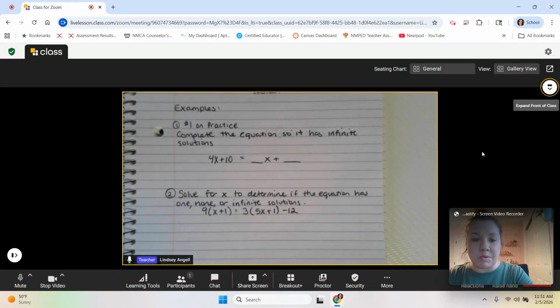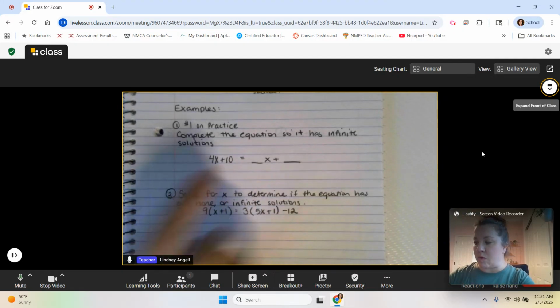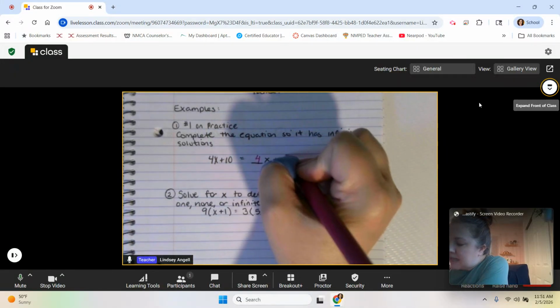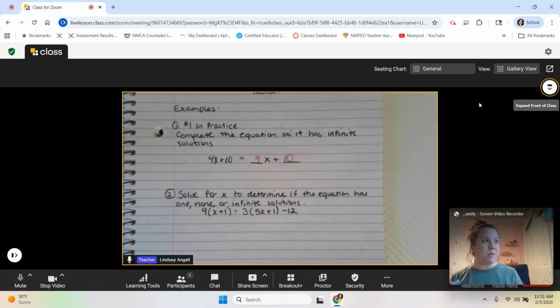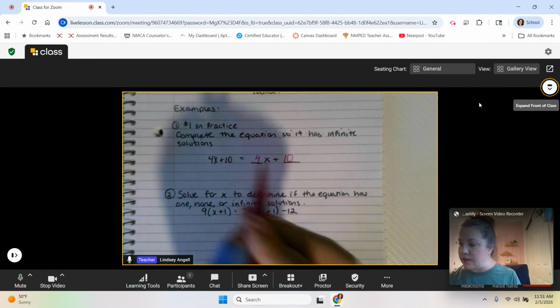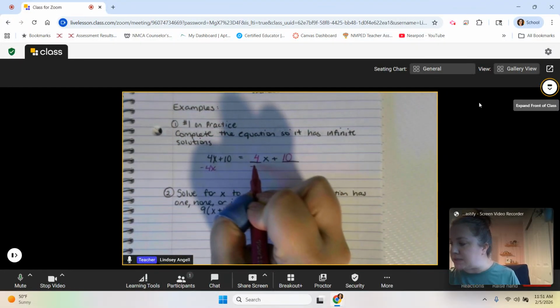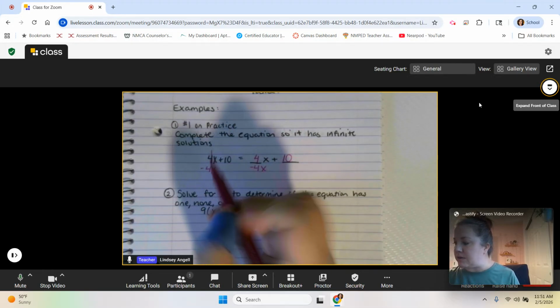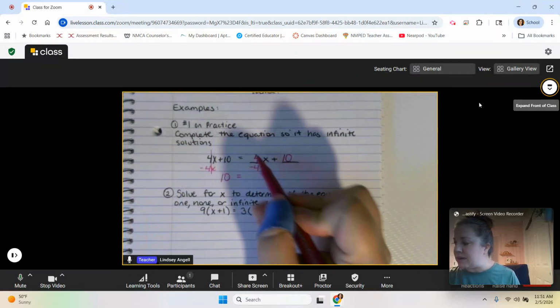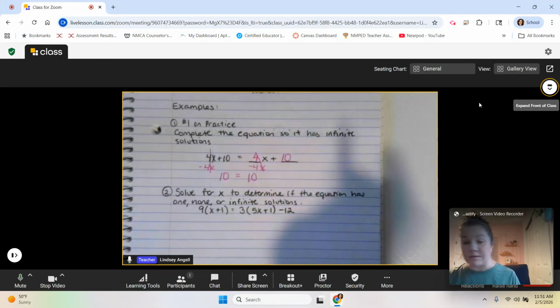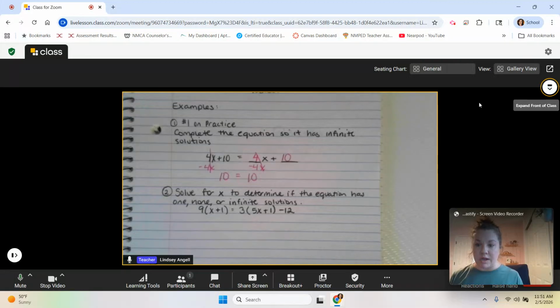Number 1, this is number 1 on your practice. Complete the equation so it has infinite solutions. Well, in order for it to have infinite solutions, they have to be the same on both sides. So if this side says 4x plus 10, then this side better say 4x plus 10. Because with that, if we were to solve for x, they would end up canceling out, and we would get just 10 equals 10. It's not going to ask you for this, but I might as well show you. 4x minus 4x is 0, so those cancel. We're left with 10. 10 equals 10. So there's an infinite number of solutions in that case.